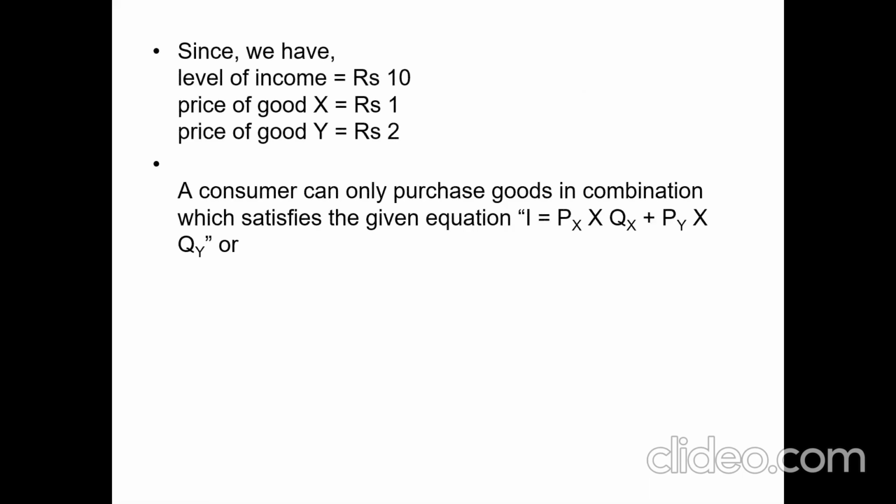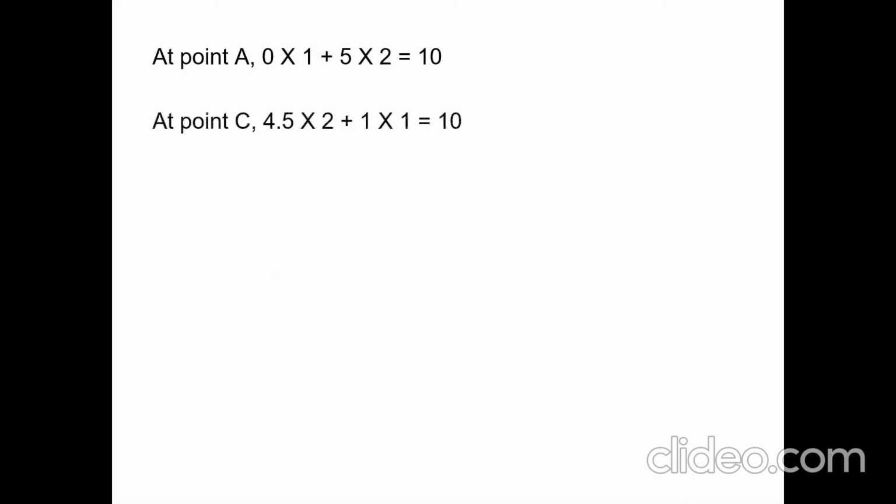Let's do it. So now you remember this formula. Now we'll keep on changing the quantities of X and Y and do the calculation. Let's go ahead. At point A, it is 0 quantity of X and 5 quantity of Y. That is the first point. At point C, it is 4.5 quantity of X and 1 quantity of Y. At point E, it is 3 quantity of X and 4 quantity of Y.